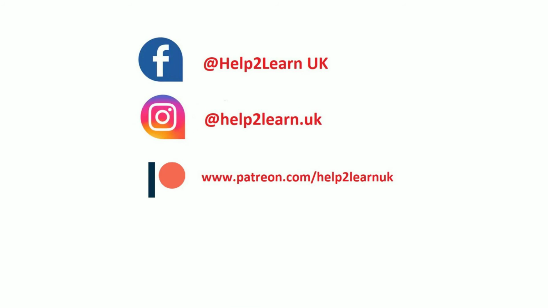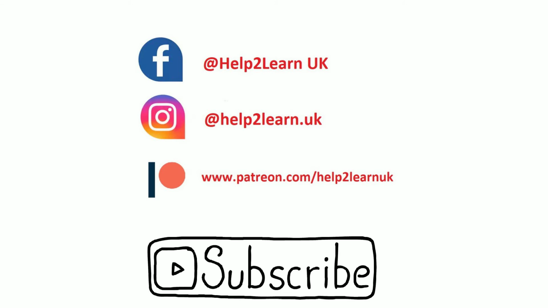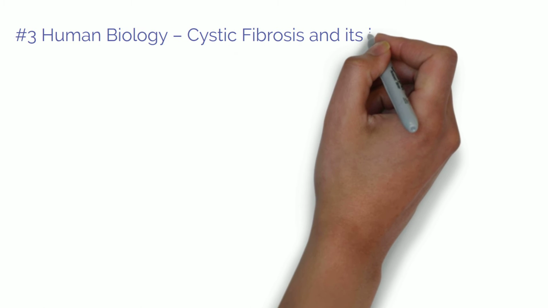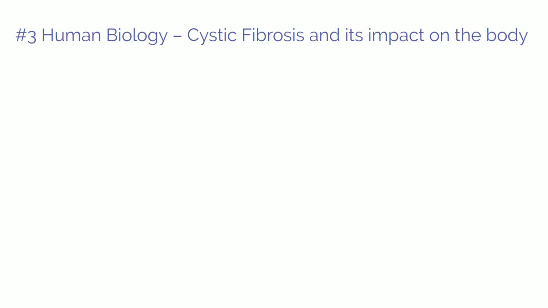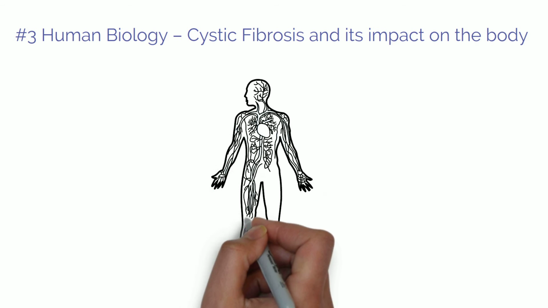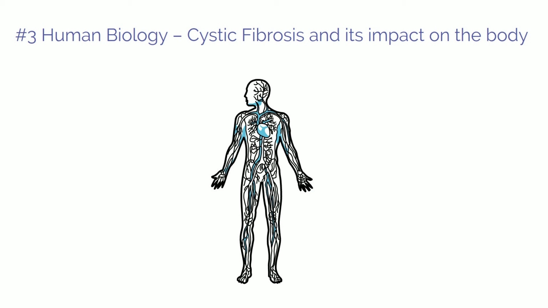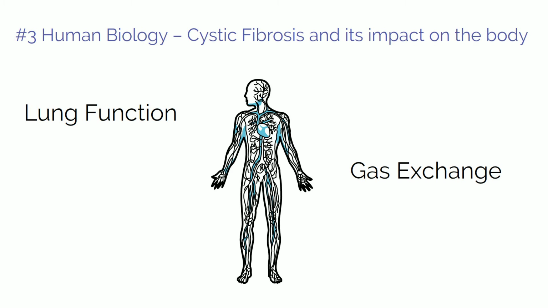Hello and welcome to the third video on the human biology course. In this video, we will analyze the mechanisms through which cystic fibrosis affects the human body. We will also explain certain concepts related to lung function, gas exchange, and cell biology. Let's start by taking a look at the anatomy of the lungs.